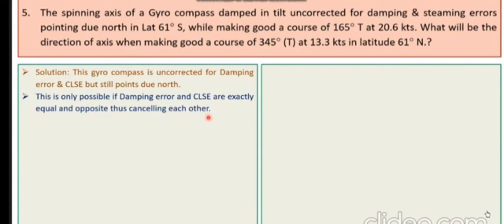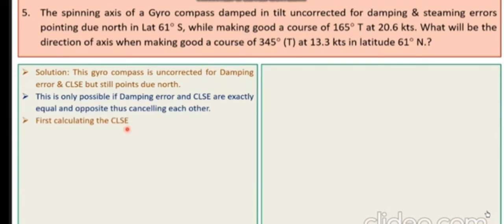Since the compass is uncorrected, damping error will be present, the steaming error will also be present, and the only way you could have a zero gyro error is if both these errors cancel out each other. That means they are equal and opposite. So let us first calculate the CLSE.